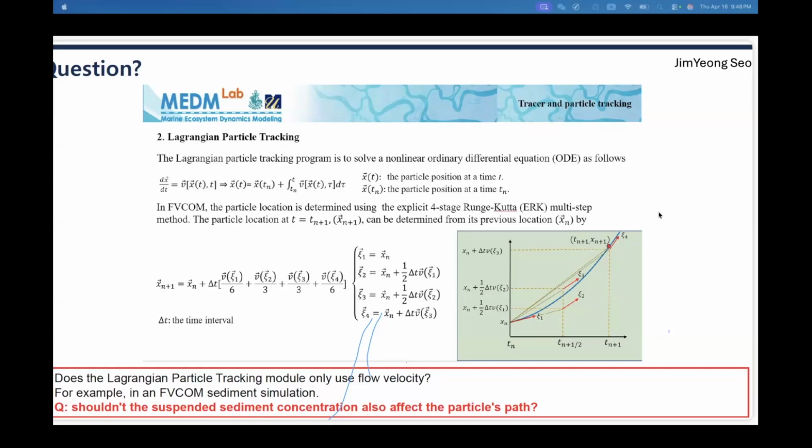But to make my long answer short: sediment can affect the particle trajectory, because in coupling, sediment changes the flow and changes the mixing. But the particle trajectory code doesn't have a mechanism to show how the sediment directly changes it.